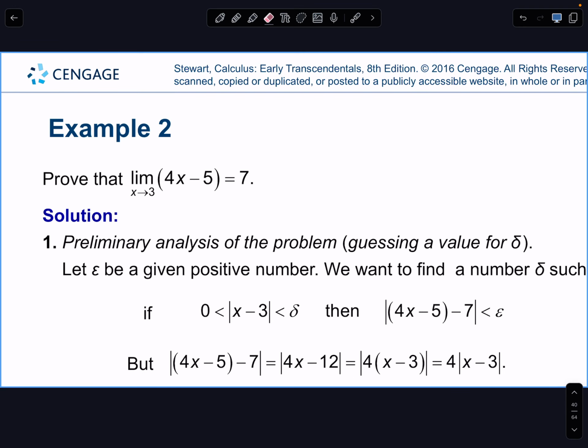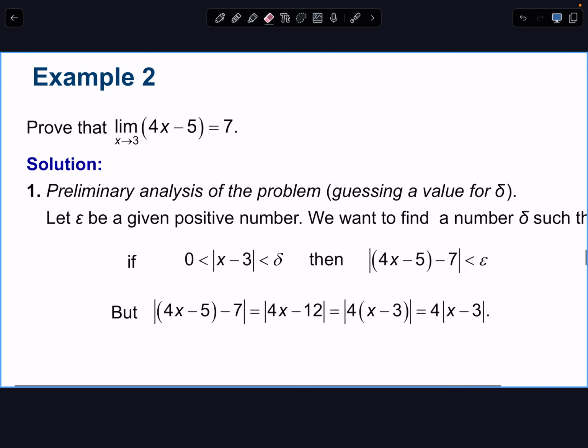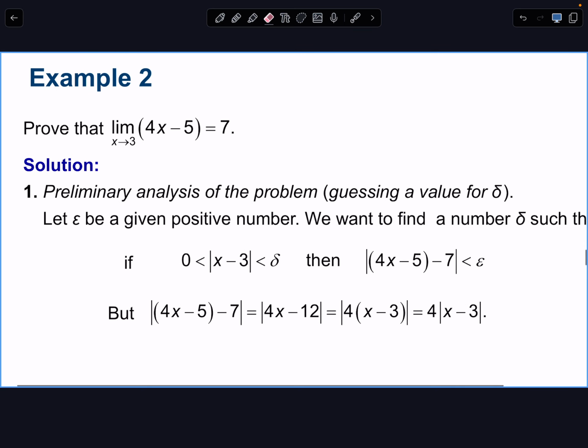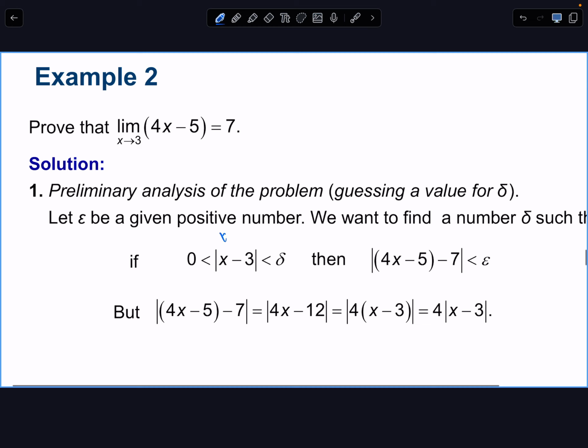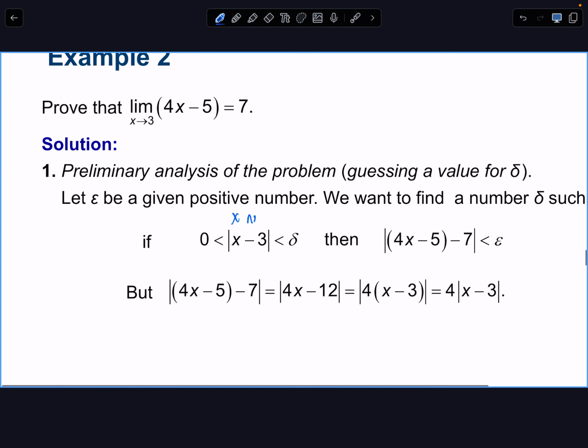This is just an example, but basically we need to prove that the limit of the function 4x minus 5 is 7 when x approaches 3. So x is near 3 when f of x is near the limit.